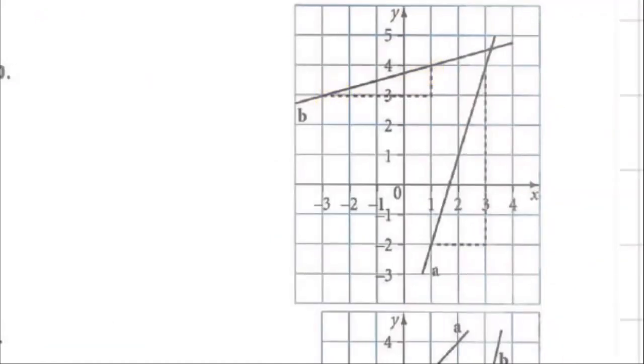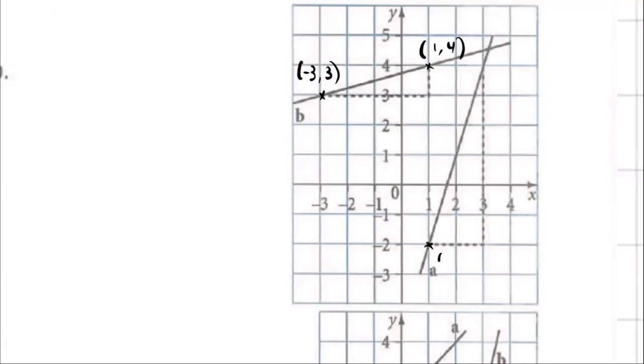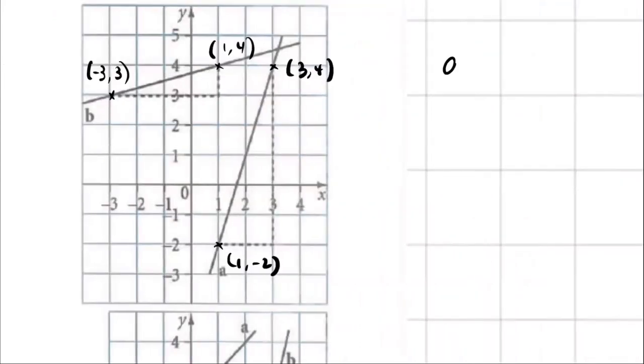But if you want to use coordinates, which is better and more accurate most of the time, because sometimes the scales are different. So this is a little bit what I call foolproof. So -3, 3, and then we find the other one here, which is 1, 4. And let's try to find A as well. So we get this one is 1, -2. Here, which is 3, 4. So let's find the gradient for A, which will be this line here.